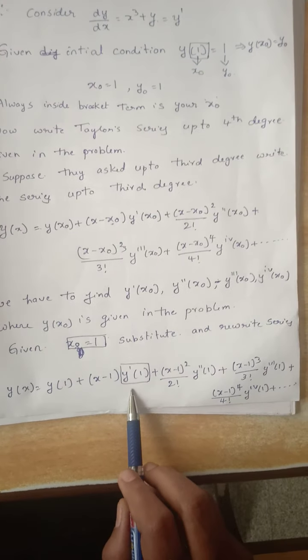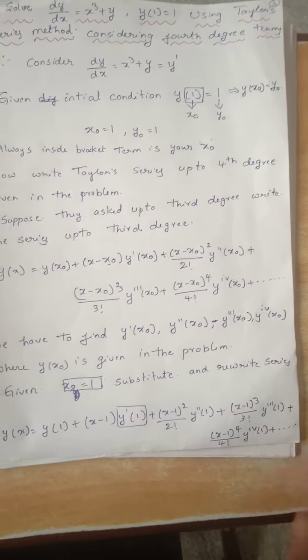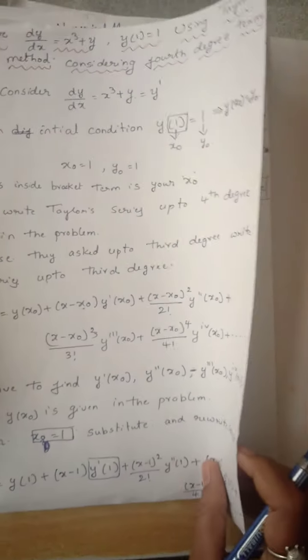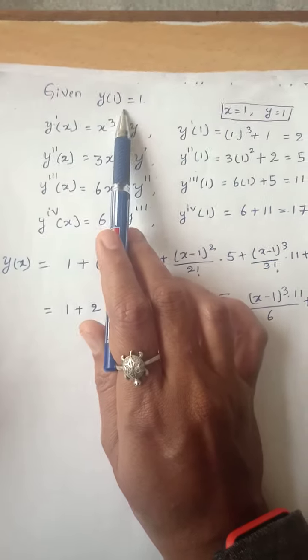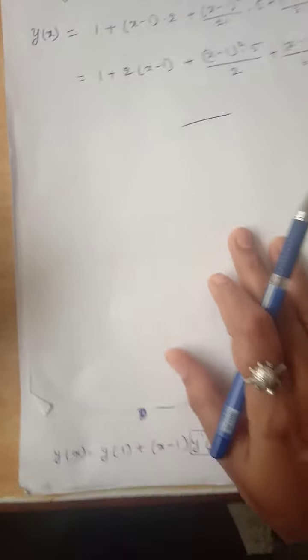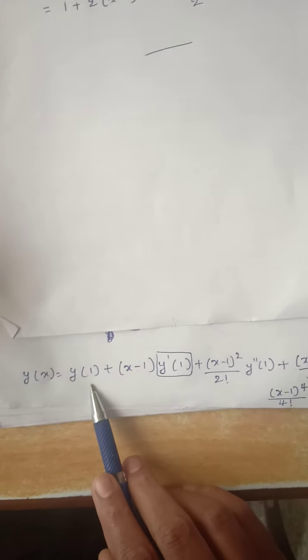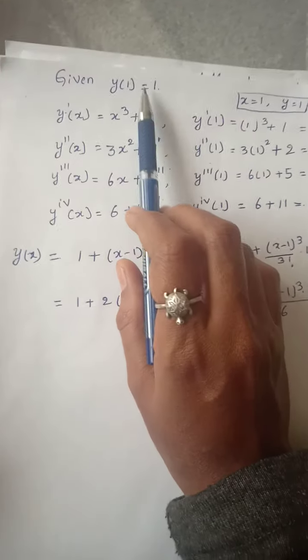Now we have to find what is y dash of 1, y double dash of 1, y 3 times of 1, y 4 times of 1. So we get all these values by doing the differentiation. So here, this is the initial condition they gave, y of 1 is 1. So the first value is given here, y of 1 we have to substitute here. This value is already given in the problem, y of 1 is 1.